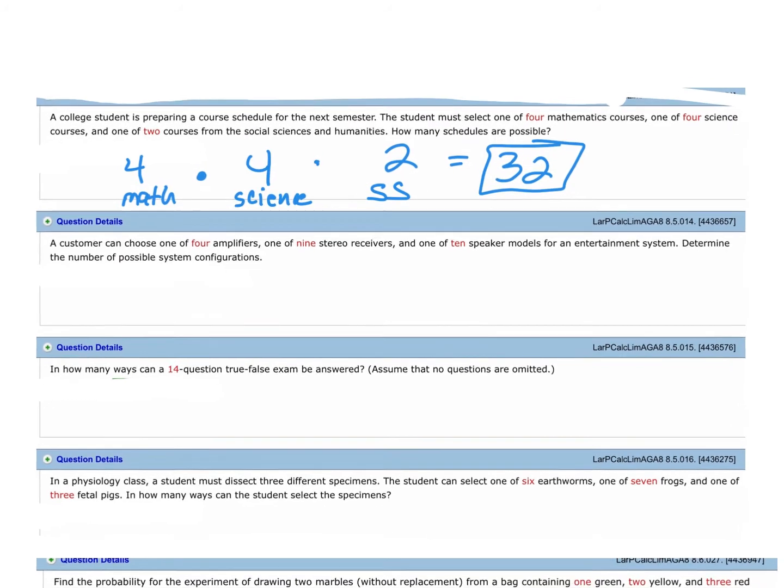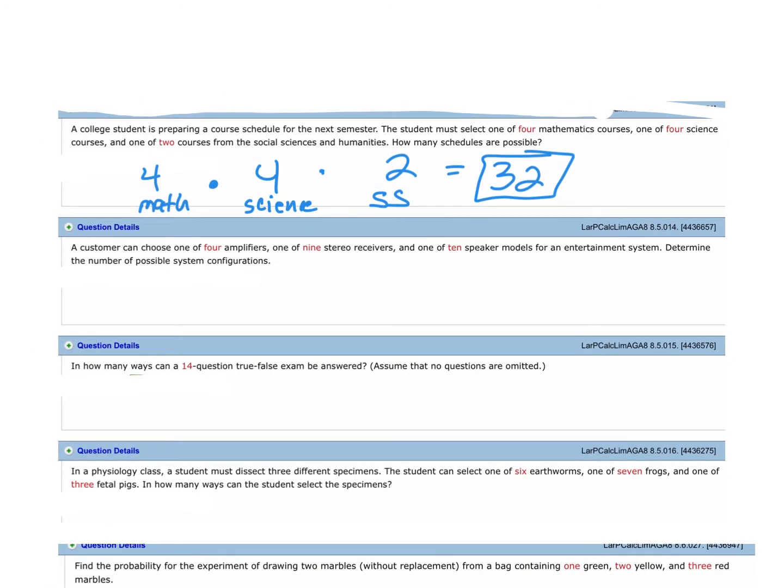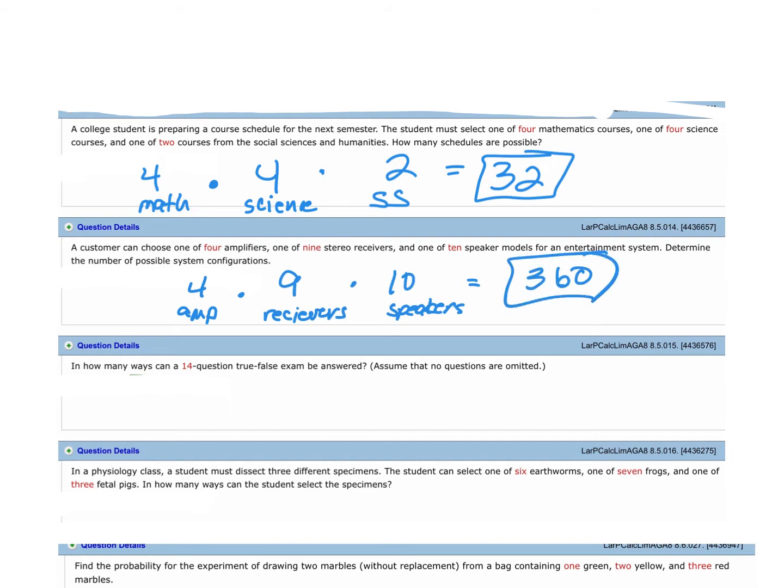All right, look at the next one. A customer can choose 4 amplifiers, 1 of 9 stereo receivers, and 1 of 10 speaker models for their entertainment system. You're just getting a combination of the things to make a stereo system. So there's 4 different kinds of amps, 9 different receivers, and 10 different speakers. You're just making your own little combination for your sound system. So you just multiply those numbers together. What do you get? 360. So where they just give you a bunch of categories and choices, you just multiply those choices together.